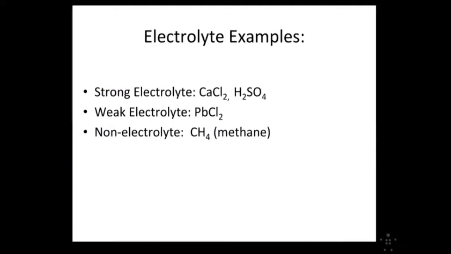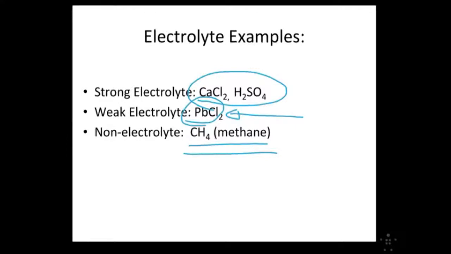So again, if we were to think of things that act this way, the things that break apart a lot, like compound B did in the previous question, that would be something like CaCl2 or H2SO4. Things that acted like weak electrolytes, like maybe A or C from the previous question, would be something like lead chloride, PbCl2, which doesn't really break apart very much at all. We'd say it's not very soluble in water. And things that are non-electrolytes that are never going to break apart in water are things like methane.